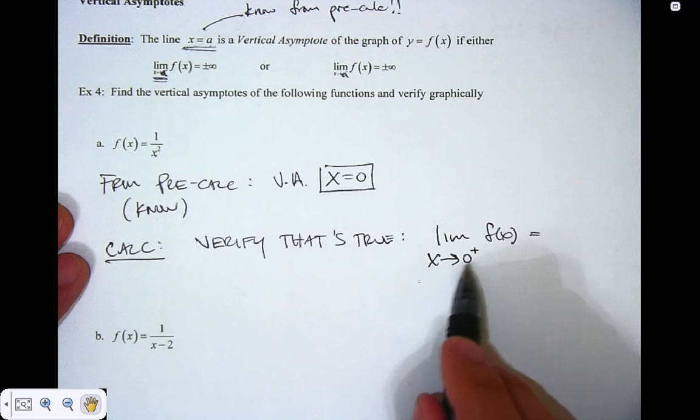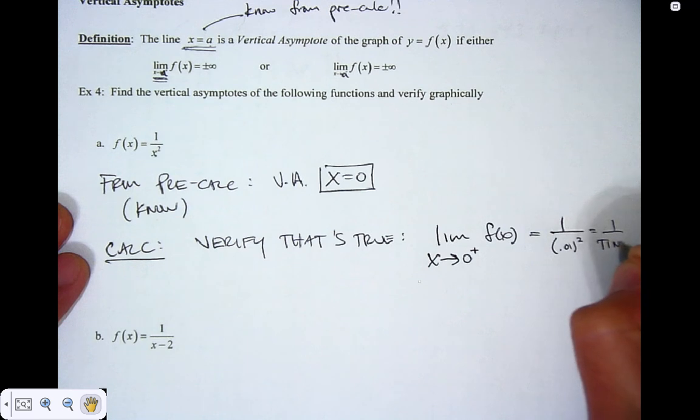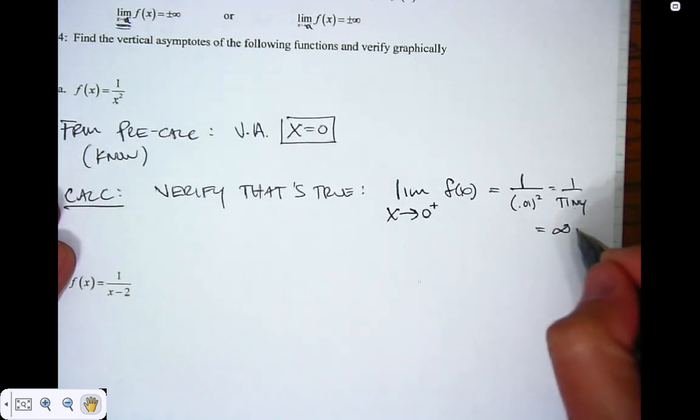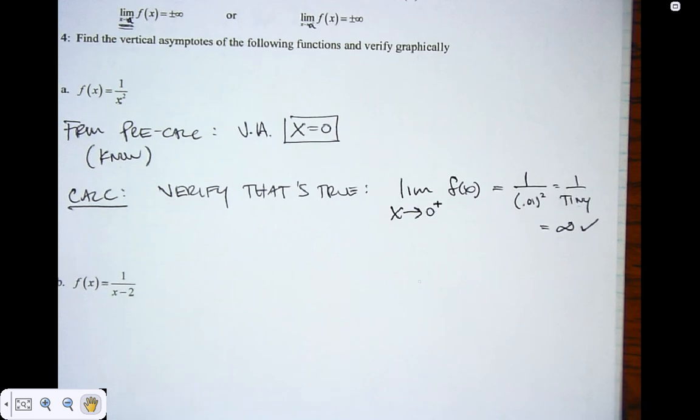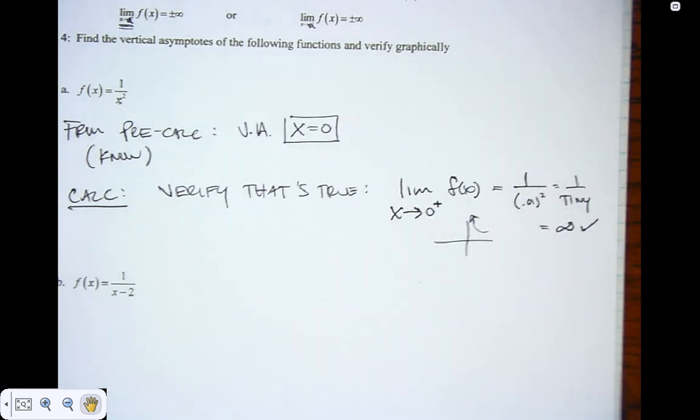Okay, if you go towards 0 from the right, you get 1 over some tiny number squared, which is 1 over tiny. And yes, you can write that on my tests if you have to. And 1 over tiny is positive infinity. And you have verified that as you get close to 0, you're going up forever. And that's what a vertical asymptote is.